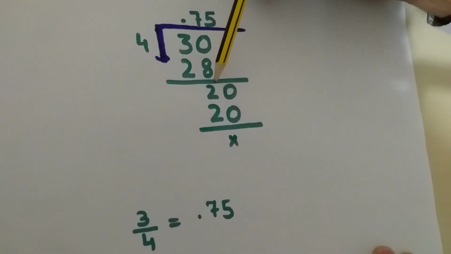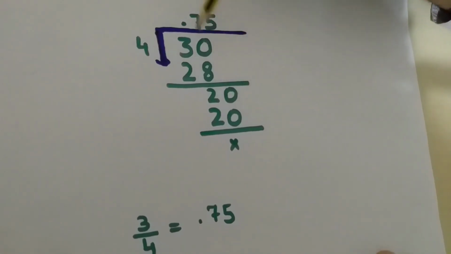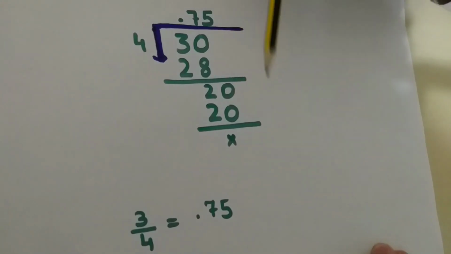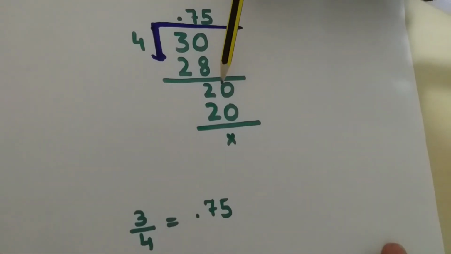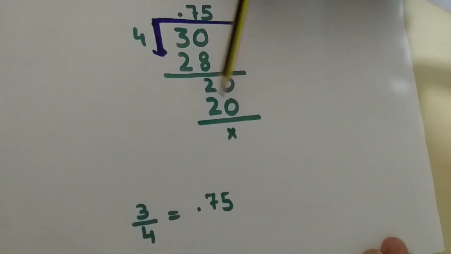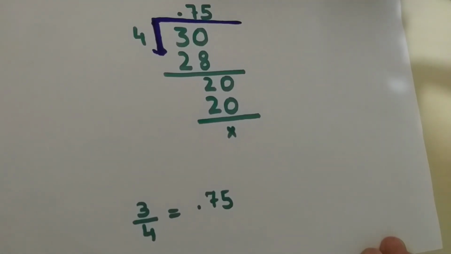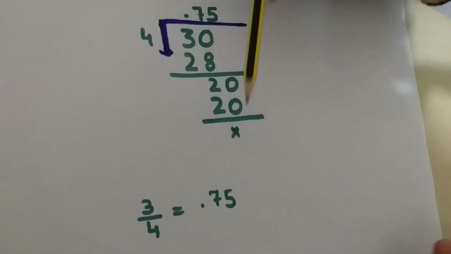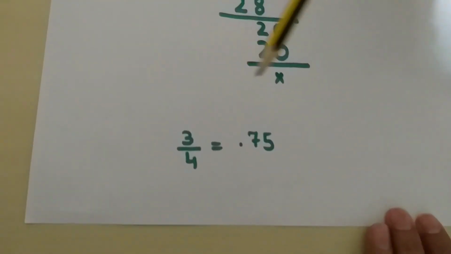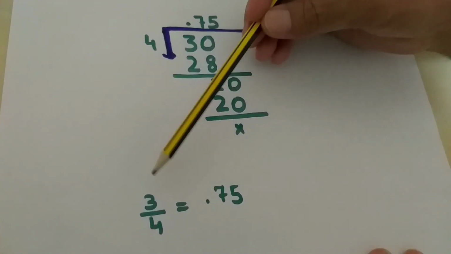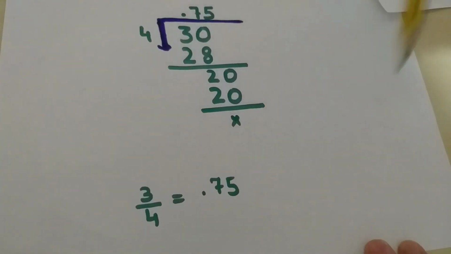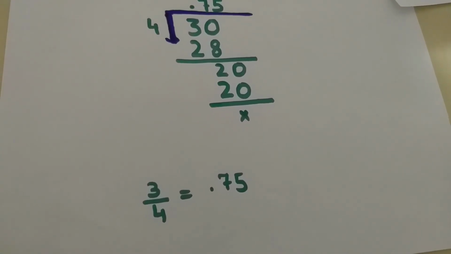But we can't divide 2 by 4. We put another 0 because we have already put a decimal here. Now we can add a 0 as many times as we want. We put a 0. It's 20 now. So how many times 4 is 20? 5 times 4. So we put 5 here and 20 here. There's no remainder. So the answer is 0.75. That means the fraction 3 divided by 4 is equal to 0.75. So I hope this makes some sense.